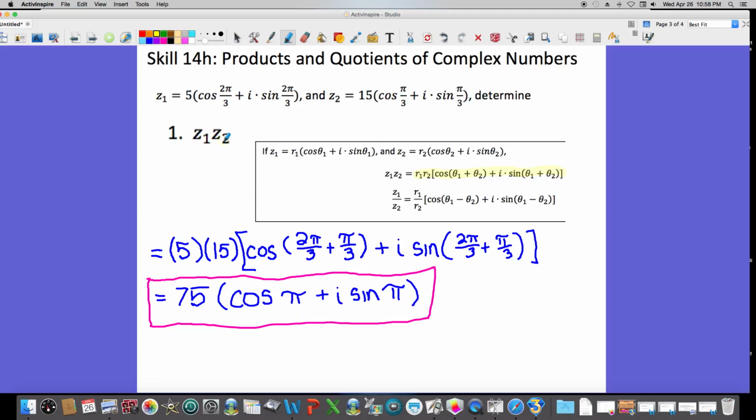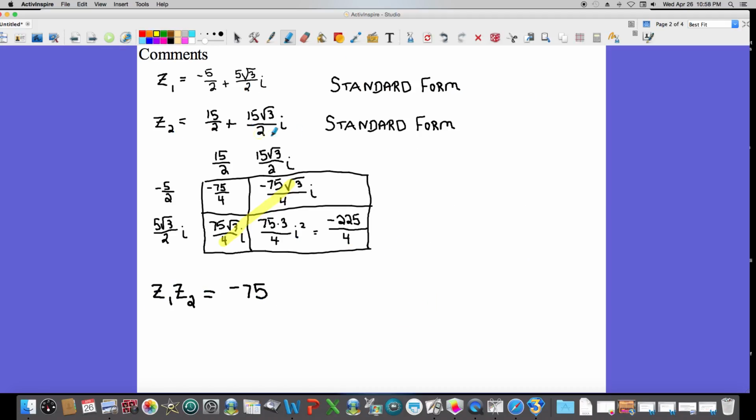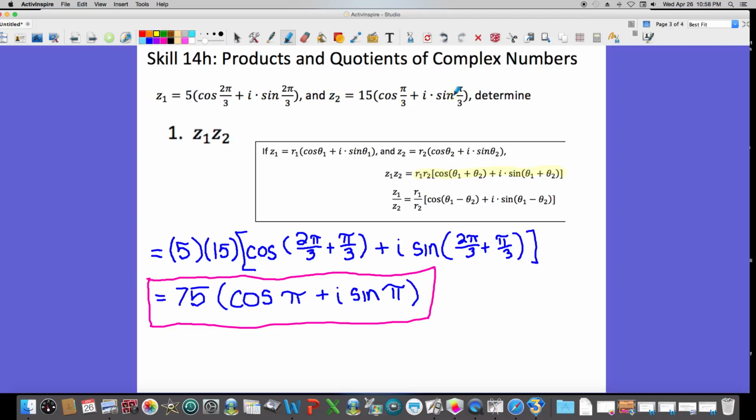To multiply these two together, I think you could easily argue that this solution is easier and faster than the previous solution, working in standard form. So there are advantages to working in polar form for these complex numbers. I hope that helps, and I'll talk to you later.